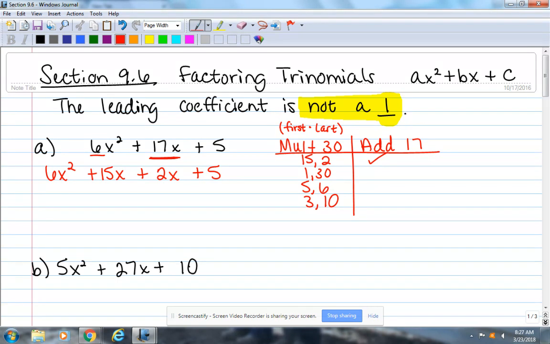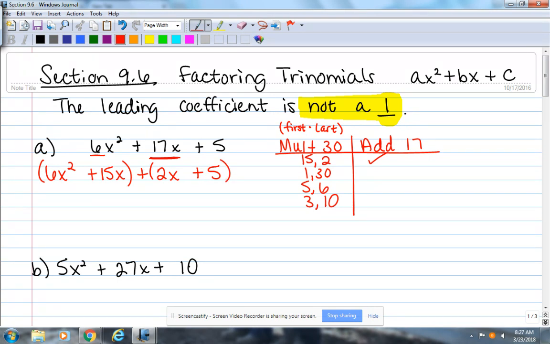Okay? So now we have a polynomial with 4 terms. And how do we factor a polynomial with 4 terms? Grouping. Factor by grouping. So after we do grouping, we'll be done. You use your table to split up the middle term, and then after you do that, you do factor by grouping. And that's it. And we already know how to do factor by grouping. We group the first 2 terms together and the last 2 terms together.